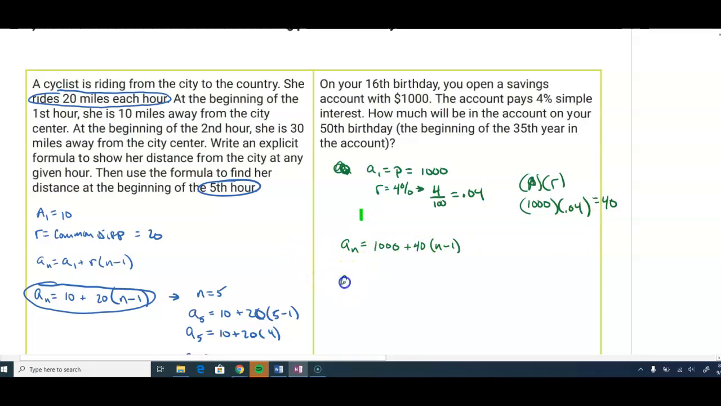Okay, so now A sub n, the amount in the account after 35 years, we'll go 35, is 1,000 plus 40 times 35. And if I evaluate this, it'd be 1,000 plus 1,360, which would give you $2,360 in the account when you are 50. Okay, remember it's 35 years after your 16th birthday.